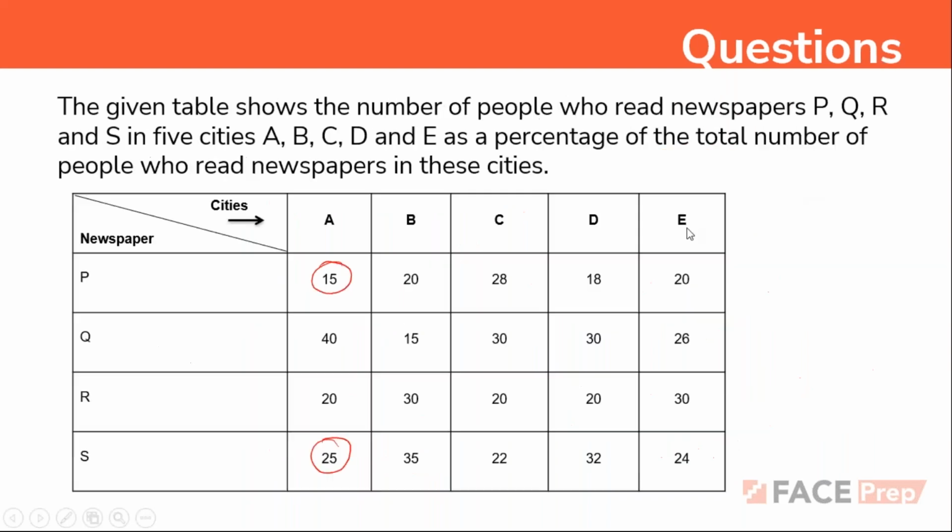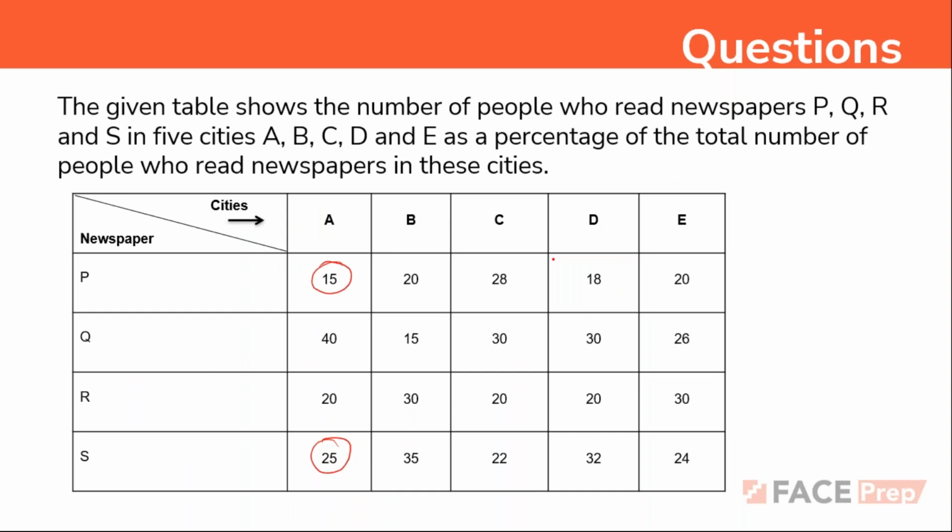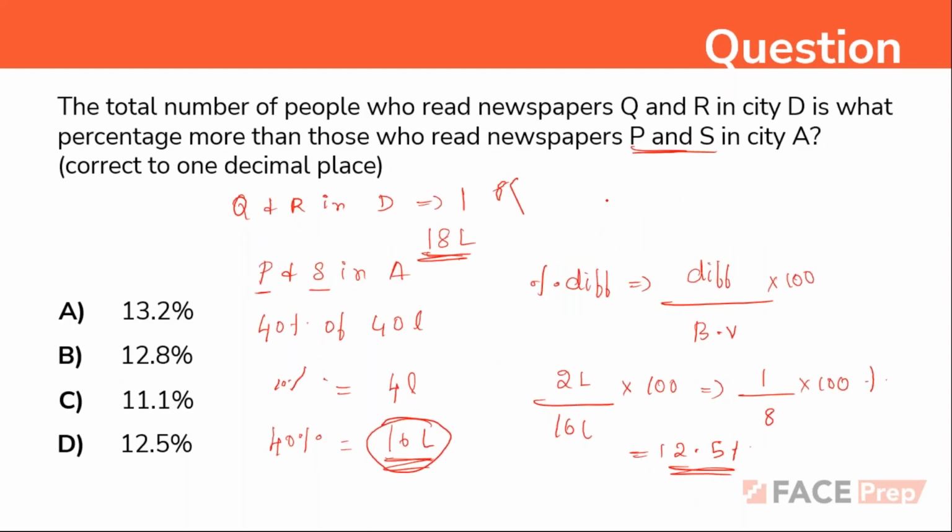Previous question, once again. Here they are asking the percentage more. Base value means the value from which I need to find the percentage change. That is called base value. So here the question is what percentage more than those of P and S. While comparing with P and S, what is the percentage difference in Q and R? That's the reason P and S is the base value. So when I am comparing with P and S, what is the change in Q and R? That is the question.